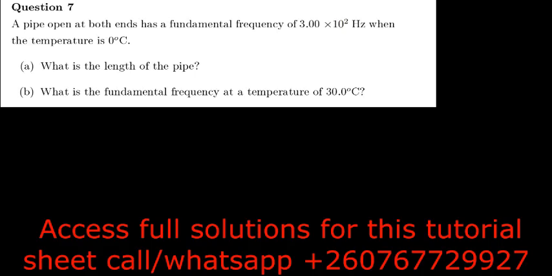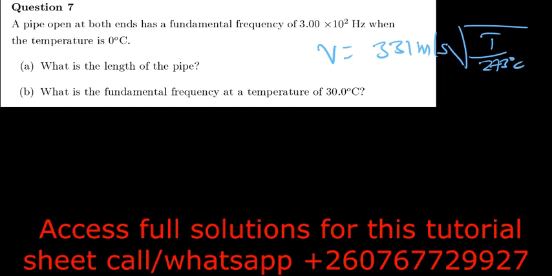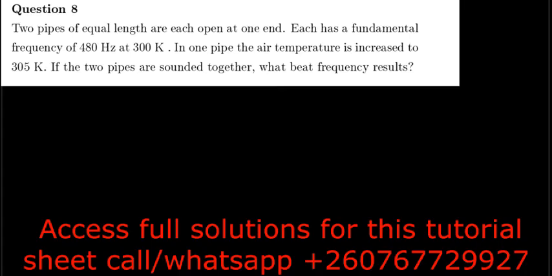So we're on question 7. Now this question is coming from the standing wave in air column. Okay, so a pipe open at both ends has a fundamental frequency of 3.00 times 10 to the power 2 hertz when the temperature is at 0 degrees Celsius. If the temperature is at 0 degrees Celsius, using this formula to find the temperature, 331 meters per second times the square root of the temperature divided by 273 degrees Celsius. So if the temperature is 0, so we are now on question 8, the last question.